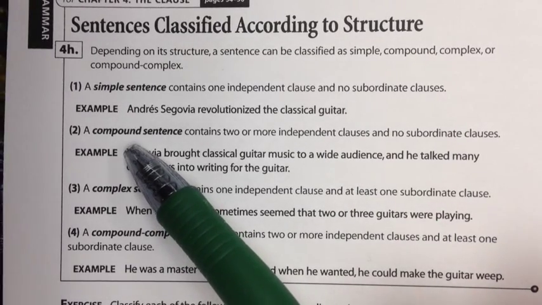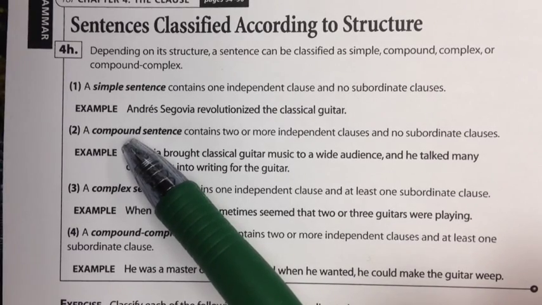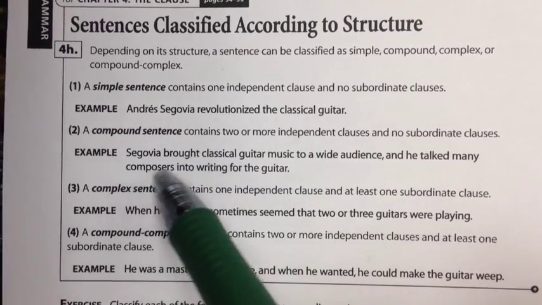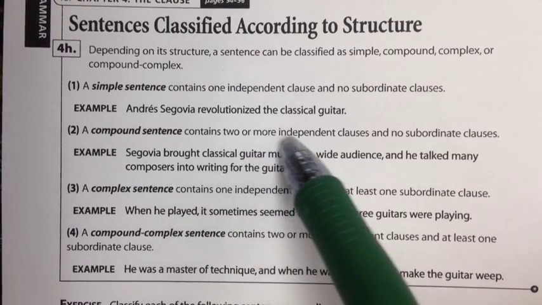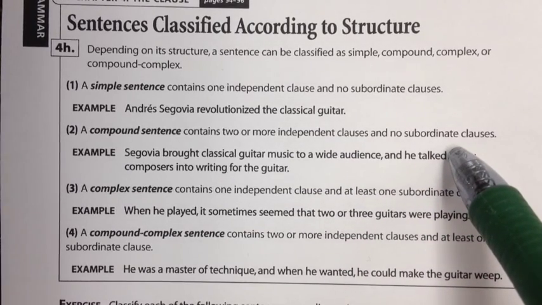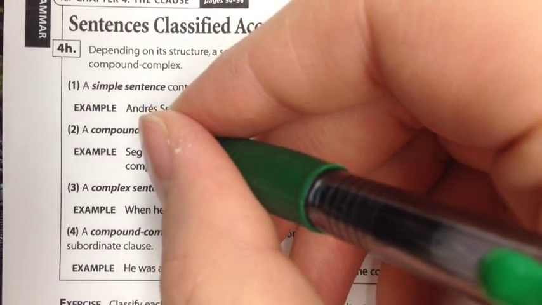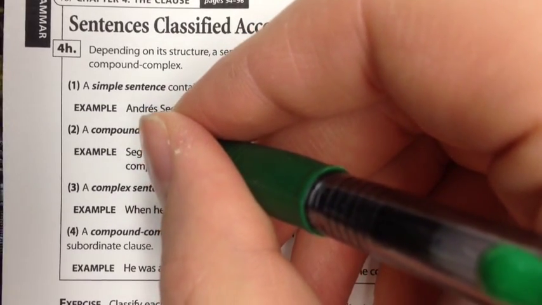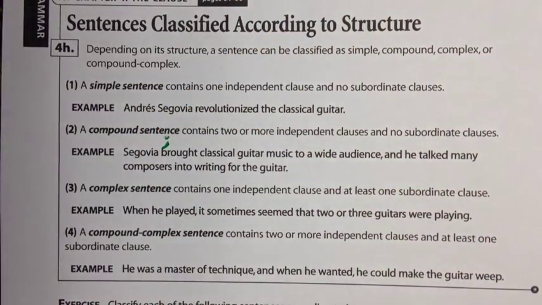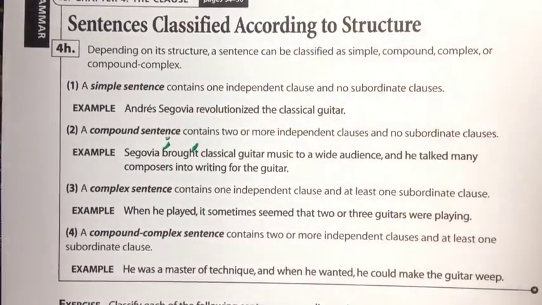A compound sentence. Compound means some sort of combination, things that are together. This contains two or more independent clauses and no subordinate clauses. And there are only two ways to do this. A compound sentence can either be combined with a semicolon. So if you see a semicolon, it's going to be compound. Or you can use a comma and a coordinating conjunction.